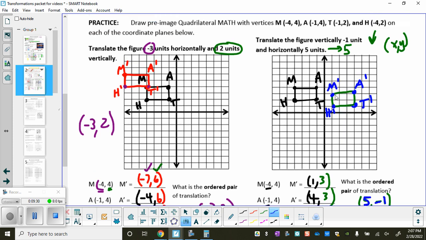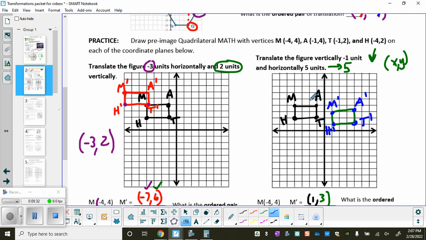You can always tell on a coordinate plane which one is the pre-image and which one is the image because of these little prime points. That's how you know this is the original figure, this is the pre-image, and then this is the new shape. So then you can tell me what happens to go from here to here. You could say, okay, it's translated over 5 down 1.